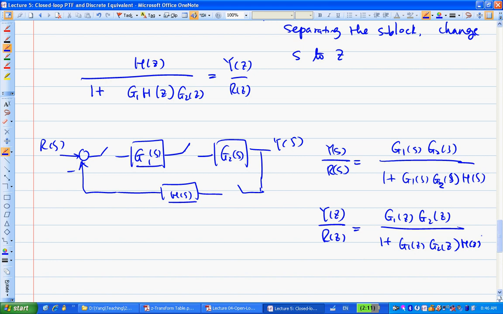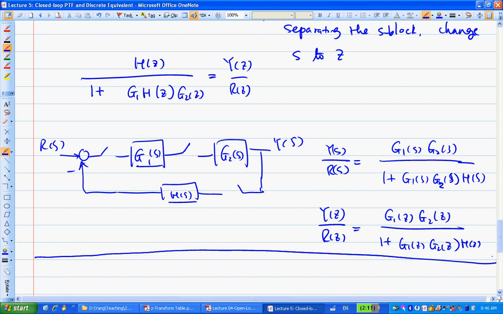Okay, so that basically wraps up the closed loop pulse transfer function. There's an example in the lecture, so take a look at that, and it's quite simple, so I'm going to skip that example. If you understand, any questions? All good? Okay.